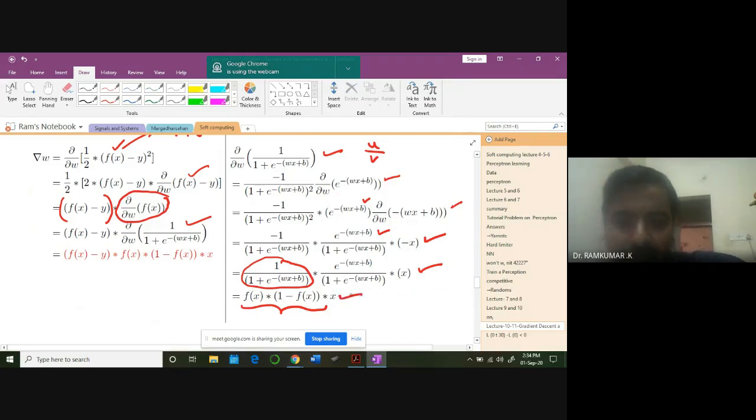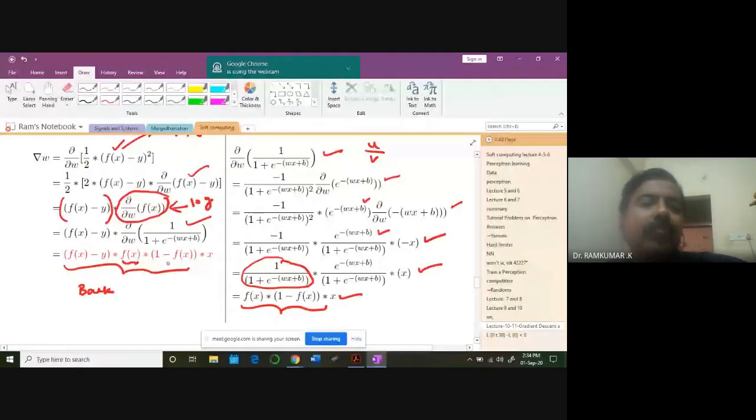And this is x. This is a very powerful idea. We'll be using it heavily in backpropagation. When I differentiate ∂/∂w of f(x), when I use a log sigmoidal function, I'll be getting something like f(x)(1 − f(x))·x. So what it means is I will not be computing the derivative at all here.